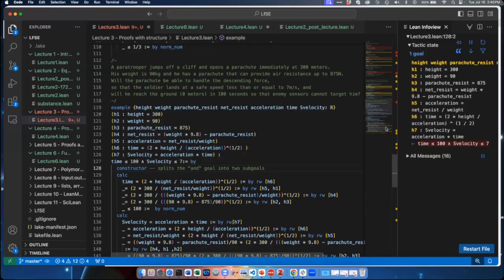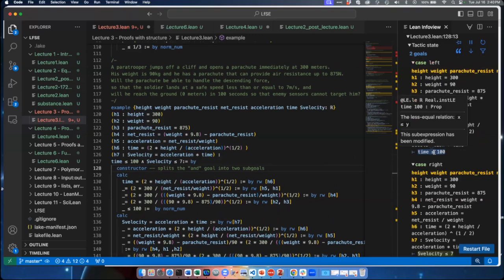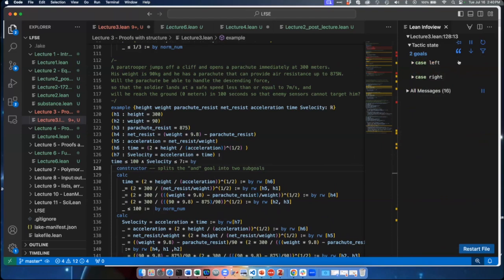We started defining the whole space. We have, and in our conclusion, we do constructor and we split it. Check this out. This is the first time we've had 2 goals. Okay, I minimize these. You can see we have 2 goals to prove.